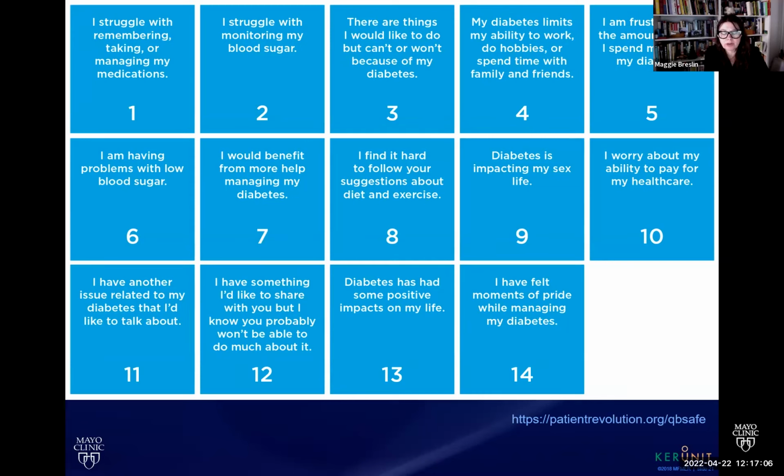And so through a lot of observations and discussions, we developed this set of cards. The QB Safe stands for quality of life, burden of treatment, safety. I'm forgetting something. So safety was around, I think, preventing hypoglycemia. We developed these tools, and the idea is that patients can select 3 or 4 of these cards before the visit, before the clinician comes in, and then they can share them with the clinician, and they help structure and support the conversation.